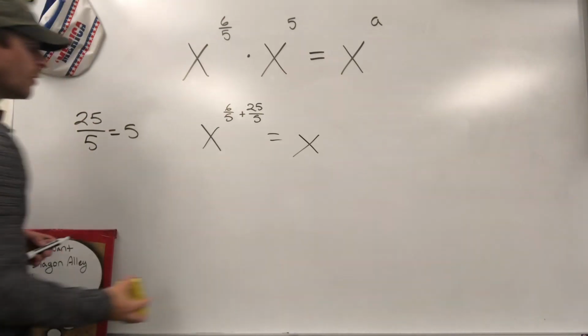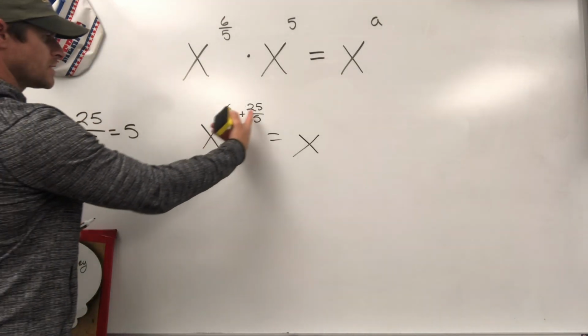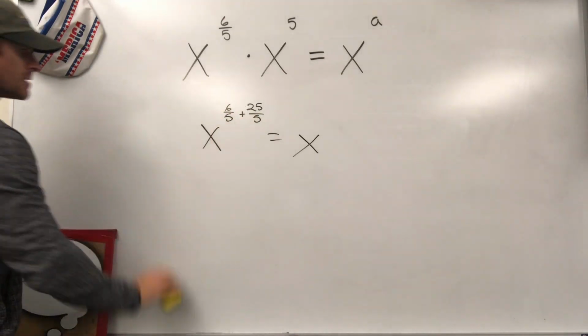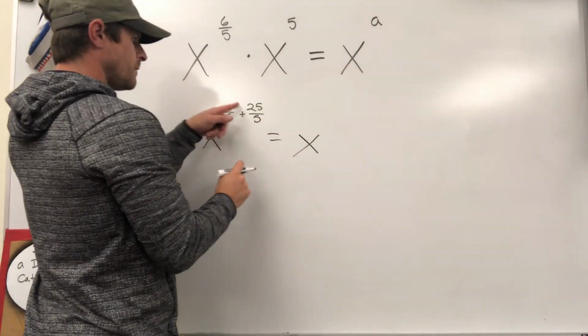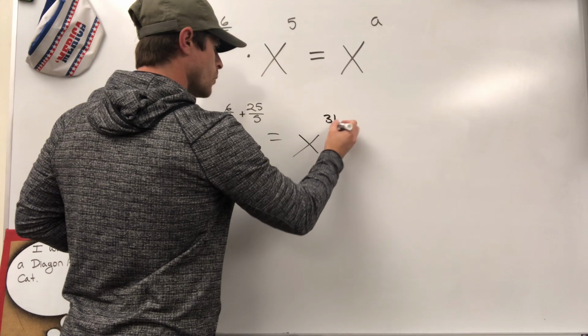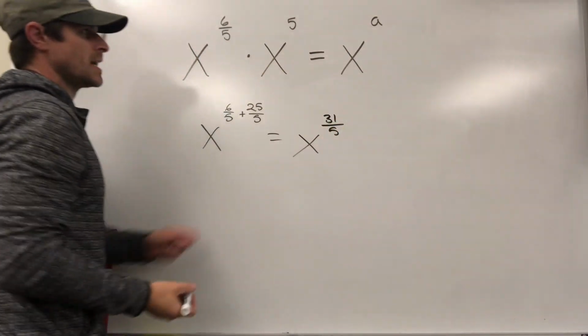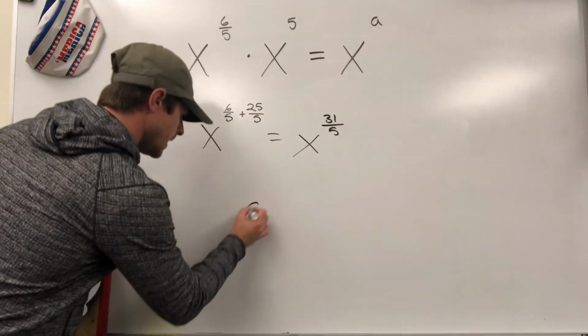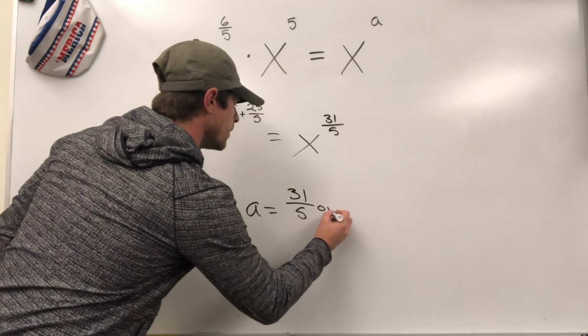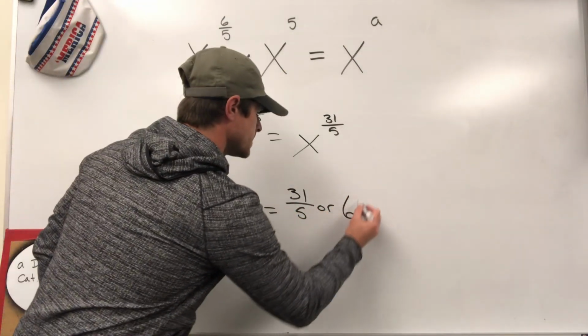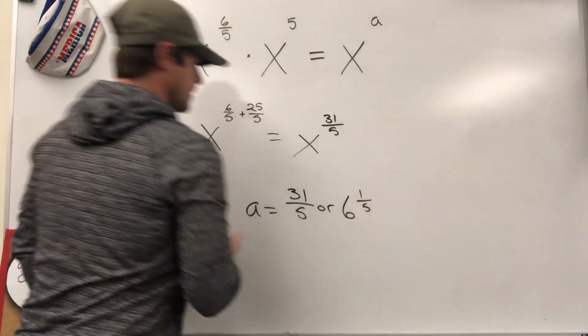Now what we know is that we just got to add 6/5 and 25/5, and whatever we get as an answer, that's what our A is going to be. So 6/5 and 25/5 would make a total of 31/5. So the question's asking you, what is A equal to? A is equal to 31/5. Or you could say 6 1/5.